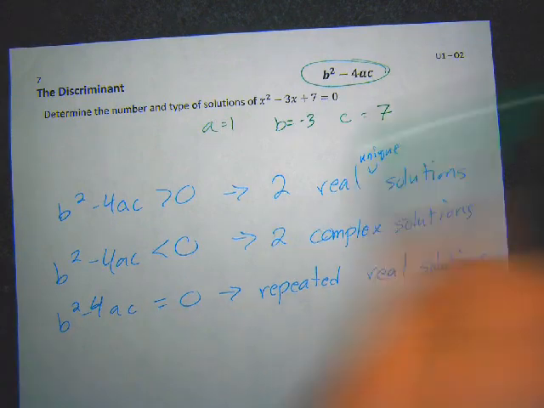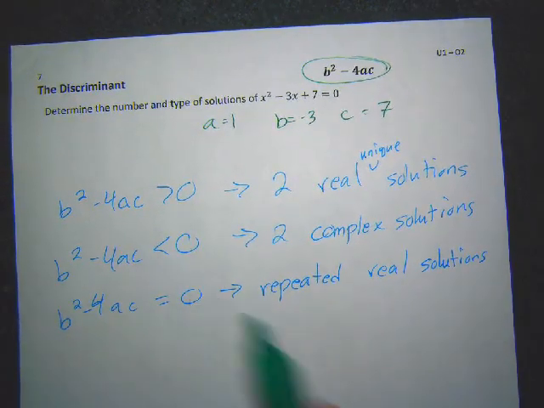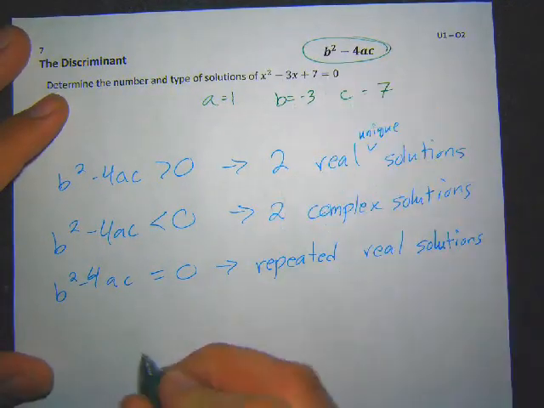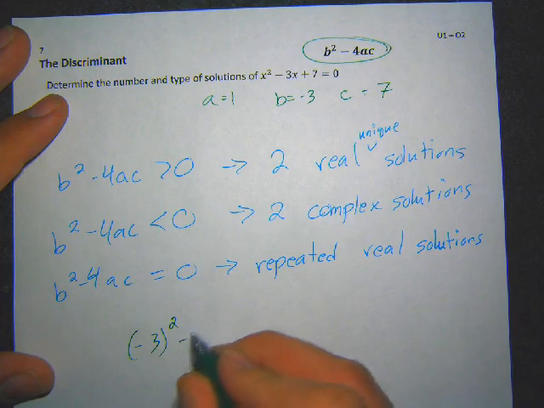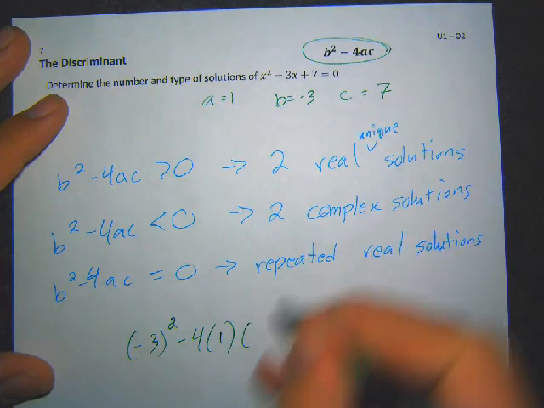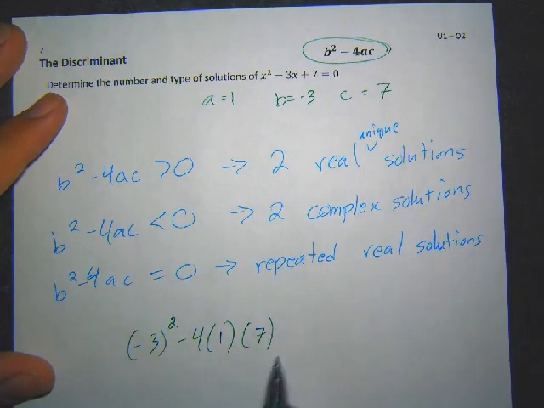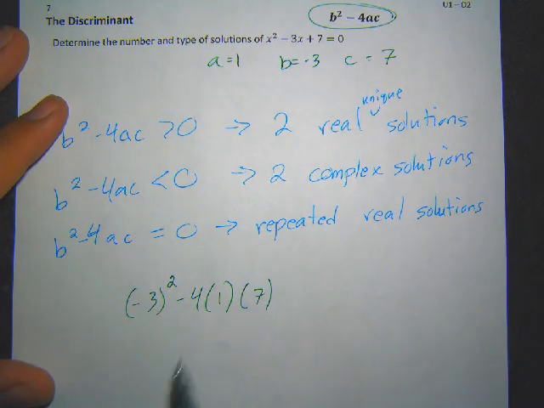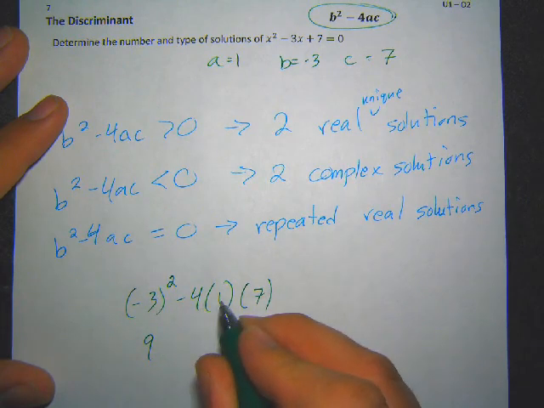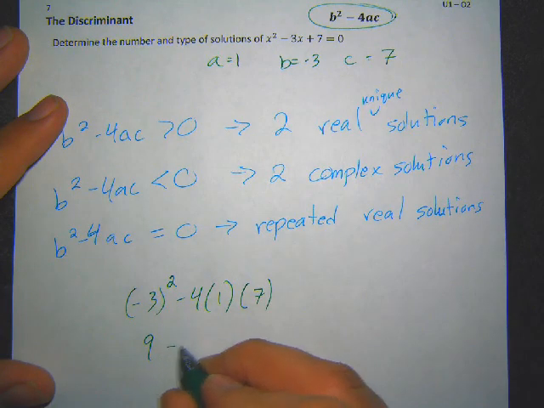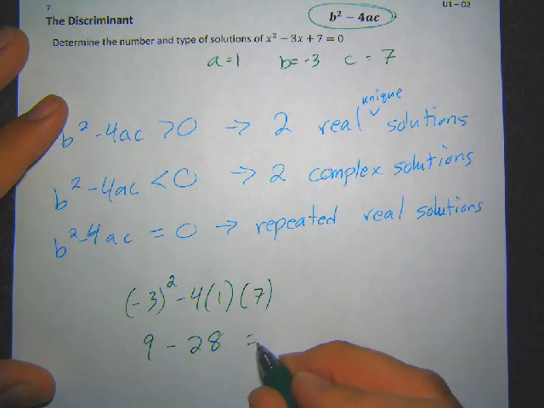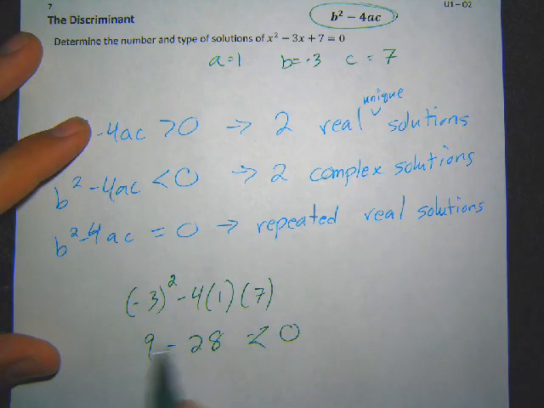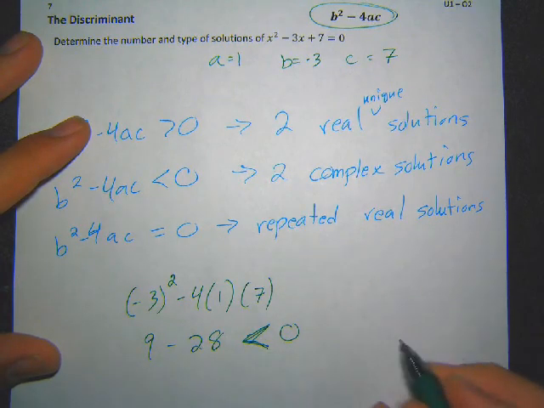Okay, so I started with an example before. I should have done this first, but now let's figure out what kind of answer this is going to give us. So if I throw that in there, then b squared, that's going to be negative 3 squared, minus 4 times a, which is 1, times c, which is 7. If I figure out the sign of this, whether it's positive, negative, or 0, then I'll know what's going on. Negative 3 squared is 9. 4 times 1 is 4, times 7 is 28. So we get 9 minus 28, which is negative 19. I could just say it's less than 0, because 9 minus 28 is going to be negative.